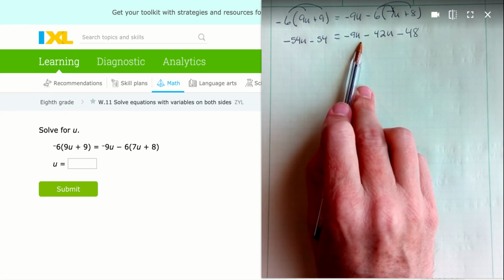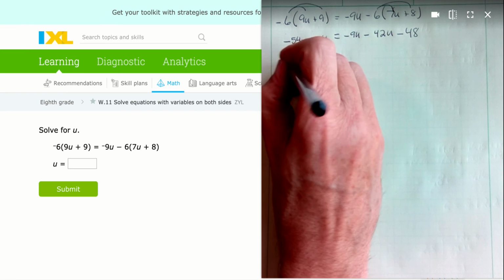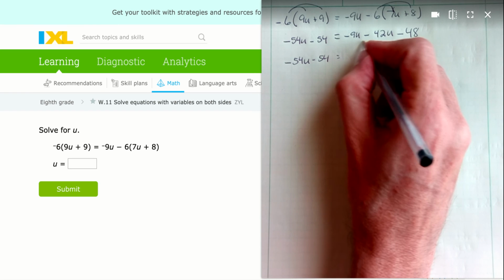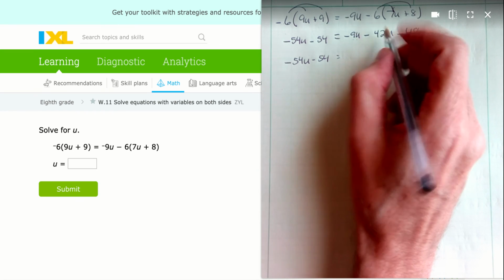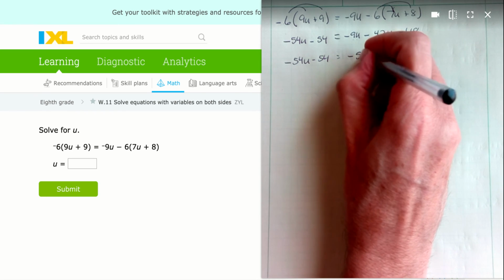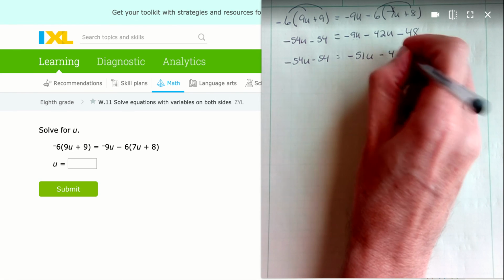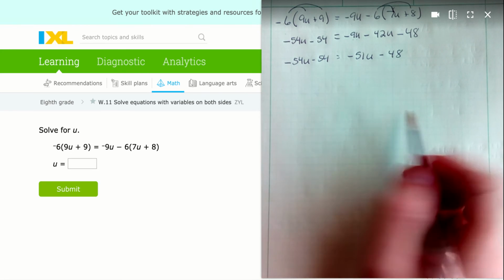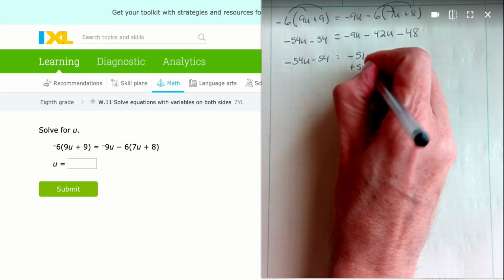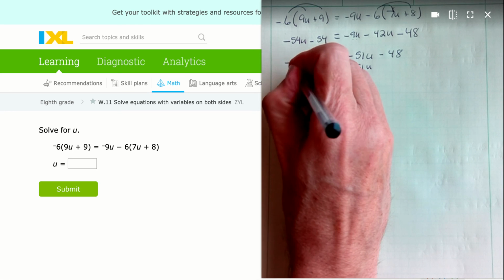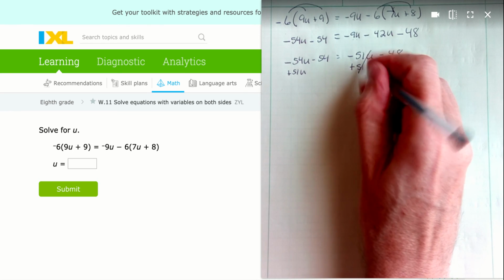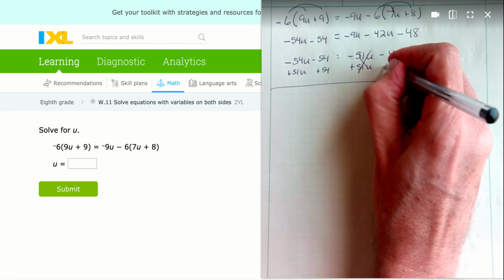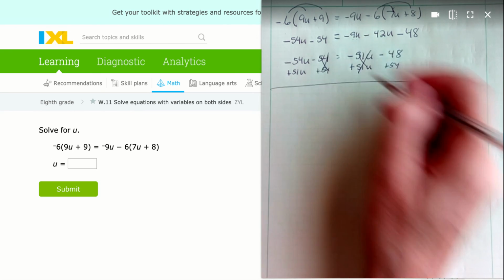Now I'm going to add these like terms. I'm doing nothing to the left side of the equation. But on the right side, negative 9, minus 42 more is going to be a minus 51u minus 48. Now I'm down to two terms on each side, one with the u, one without. Going to add 51u to both sides. That means those are going to cancel. I'm going to also add 54 to both sides, because that will make those cancel.